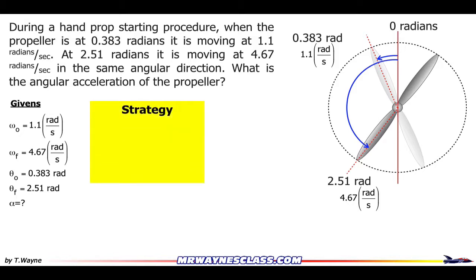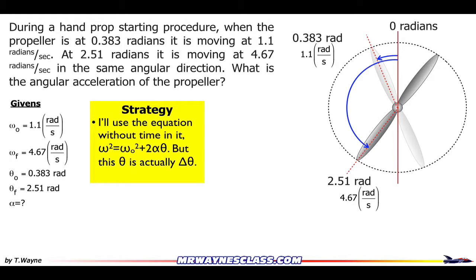Given what I see on the left-hand side, that's going to give me a hint that I can solve all this with rotational kinematics. So I'm going to use the equation omega squared equals omega naught squared plus 2 alpha theta. But remember, in this equation, theta is actually delta theta. So the first thing I need to find is delta theta.